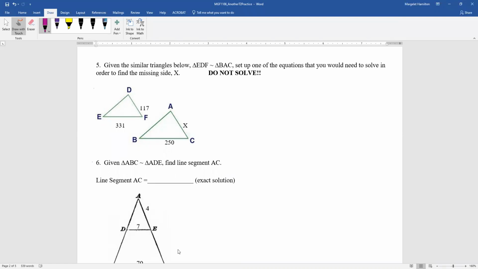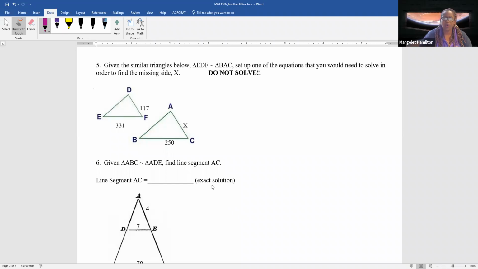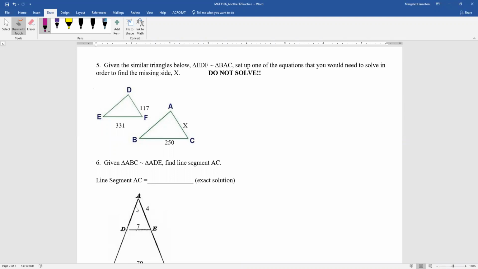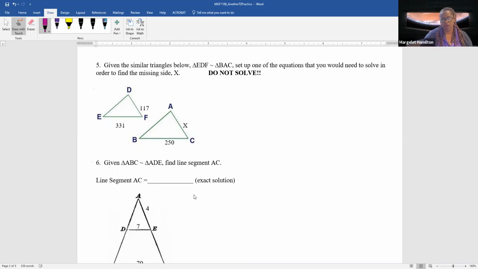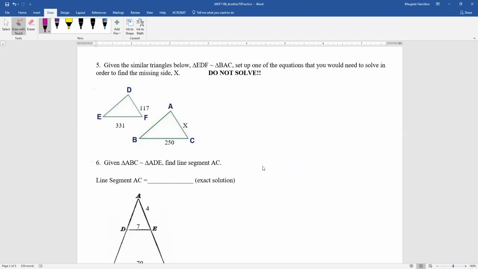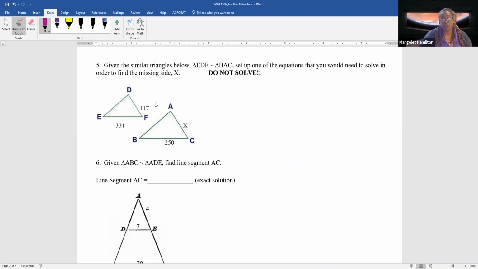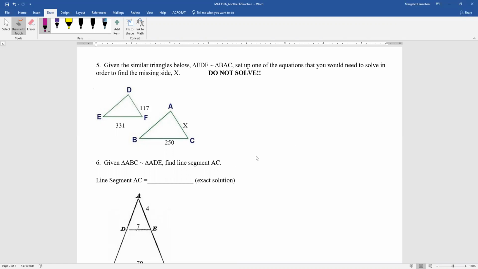All right, Deborah, not quite. You're missing some parts and your orientation is kind of off. Try one more time. Is it BC over EF? You shouldn't be using any letters. You should be using the numbers that they give you and the information. X plus 117 equals to 250 over 331.